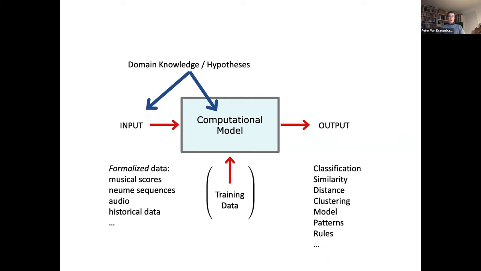And to get this input in a formalized way, and of course to design the model, you need the domain knowledge. In my case, this is understanding of music and music history, the discourse of musicology, the open problems in music history research, etc. And then if we apply such a model to some set of input, we get output.